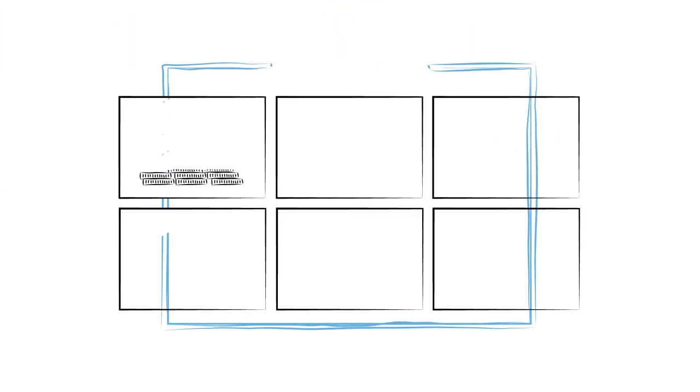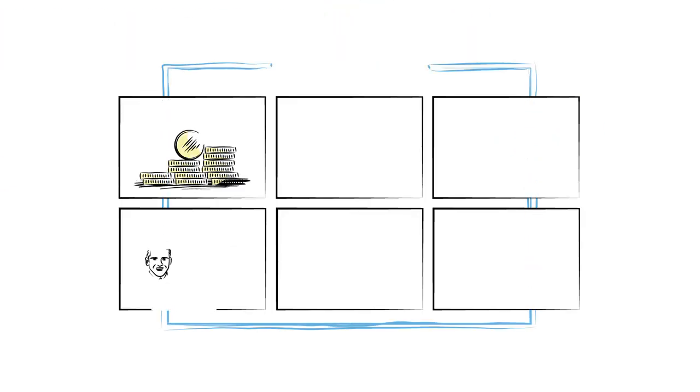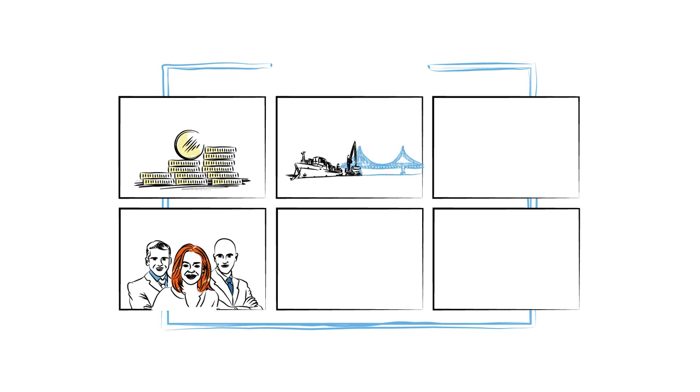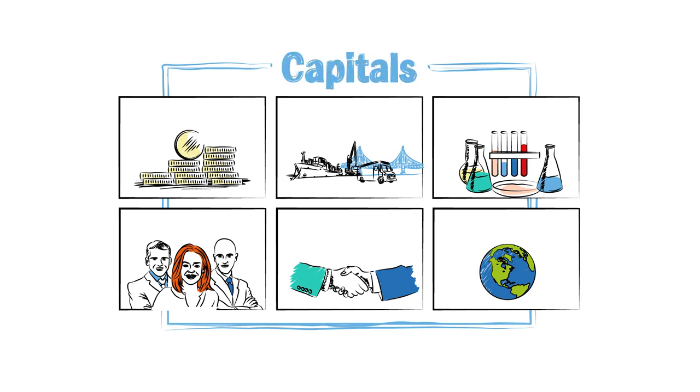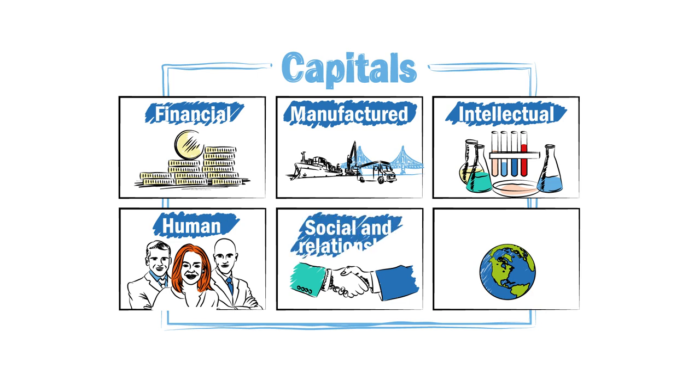Integrated reporting is a strategic and future-oriented communication about how organizations draw on the different resources and relationships available to them, the capitals, to create value over time. The International Integrated Reporting Framework identifies six broad categories of capitals used by organizations: financial, manufactured, intellectual, human, social and relationship, and natural.